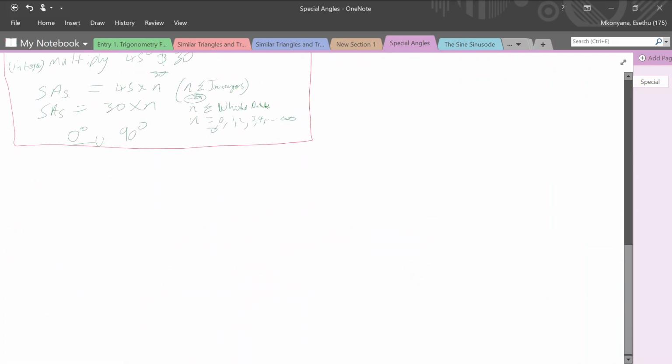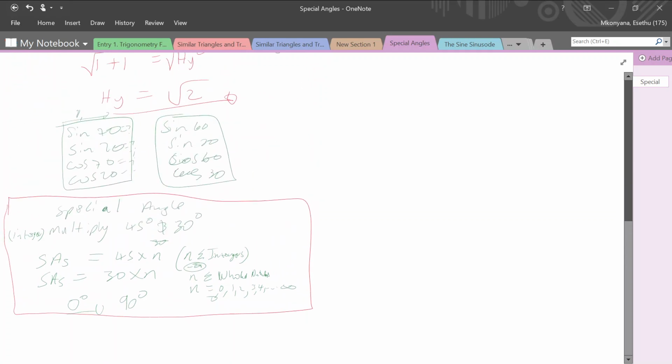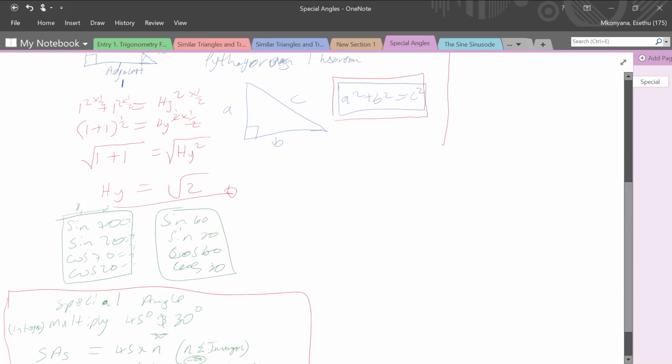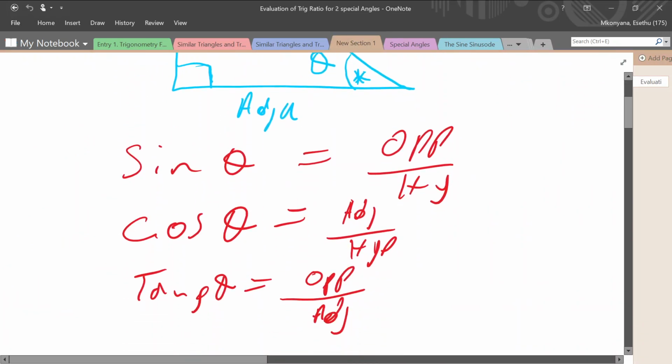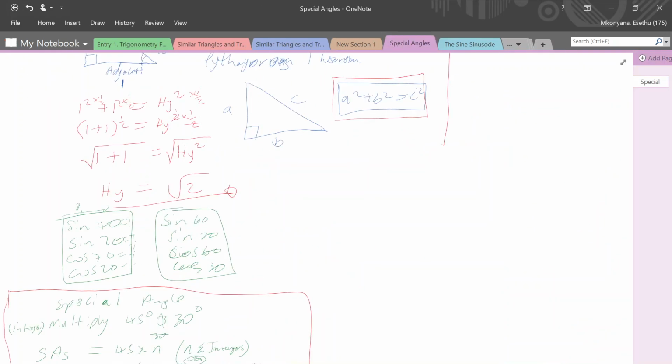Now, the special angles that we're going to be focusing on are three. This is going to become apparent as we explore more and more properties of trigonometric ratios and special angles. It's going to become apparent why we're focusing only on these three. We've already focused on 90 and 0. Now we're going to be focusing on 60, 45, and 30.